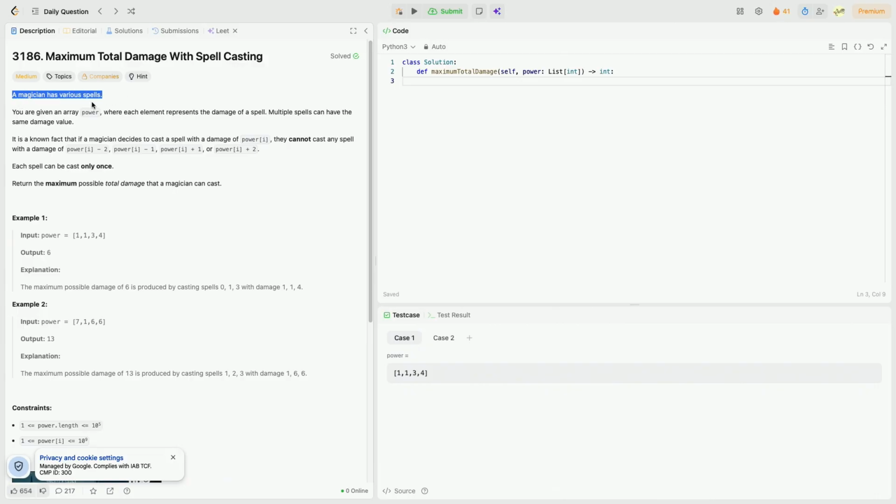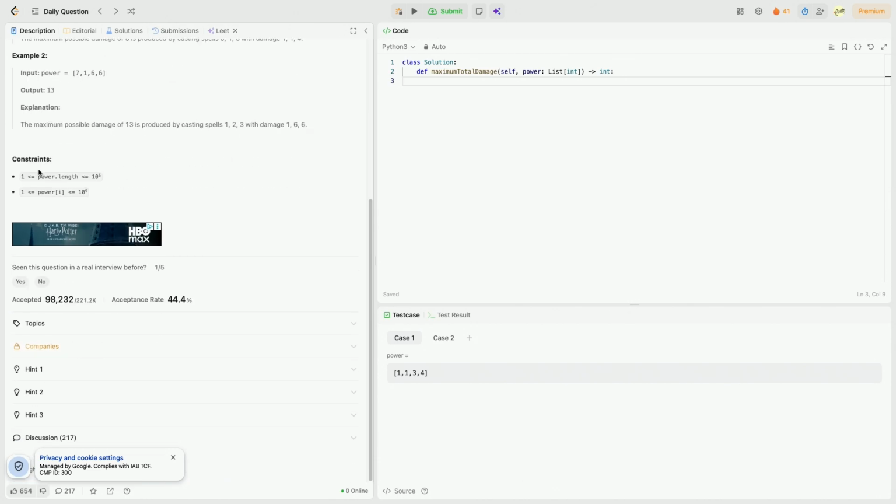A magician has various spells. You are given an array power, where each element represents the damage of a spell. Multiple spells can have the same damage value. It is a known fact that if a magician decides to cast a spell with damage of power at index i, they cannot cast any spell with damage of power at index i minus 2 up until power at index i plus 2. Each spell can be cast only once. Return the maximum possible total damage that a magician can cast.